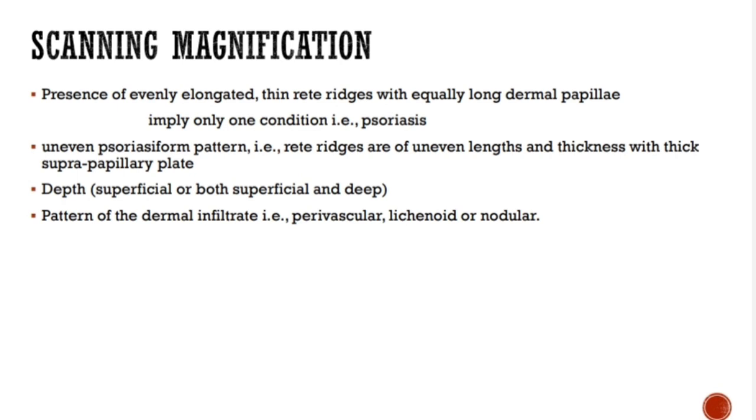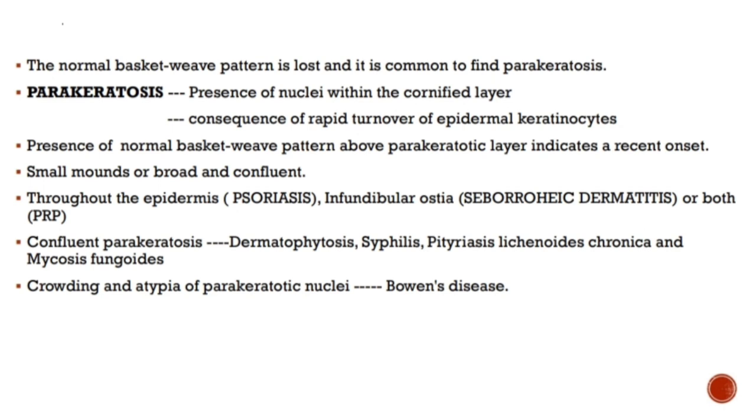One should look into the depth and the pattern of the inflammatory dermal infiltrate, whether it is superficial or deep or both superficial and deep, and the pattern, that is whether it is perivascular, lichenoid or nodular. In psoriasiform dermatosis, the normal basket weave pattern of the stratum corneum is lost, and it is very common to find parakeratosis.